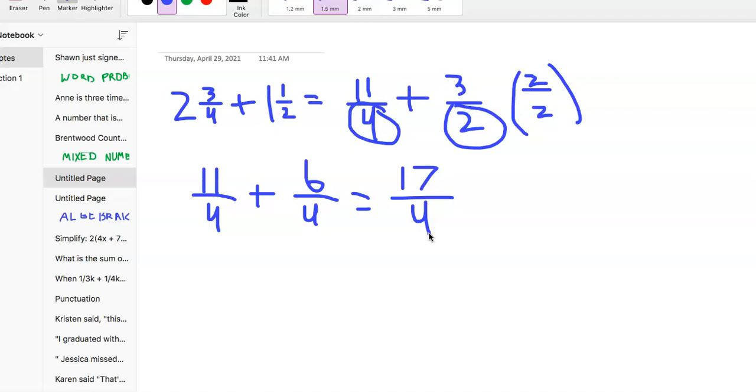Okay, and then you're probably gonna have to turn it back into a mixed number. Right, so 17/4 is 4 and 1/4. If for some reason you look at 17/4 and you're not sure how to turn it back into a mixed number, you do have a calculator for this test, and so just divide 17 by 4 and it'll say 4.25, and that equals 4 1/4.